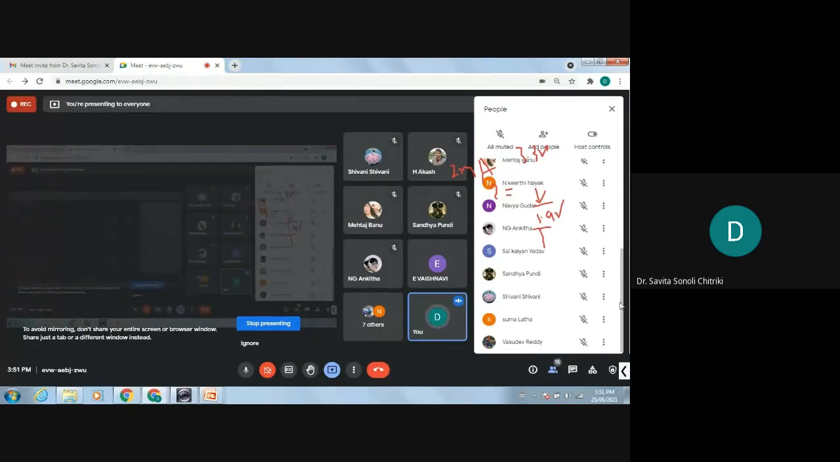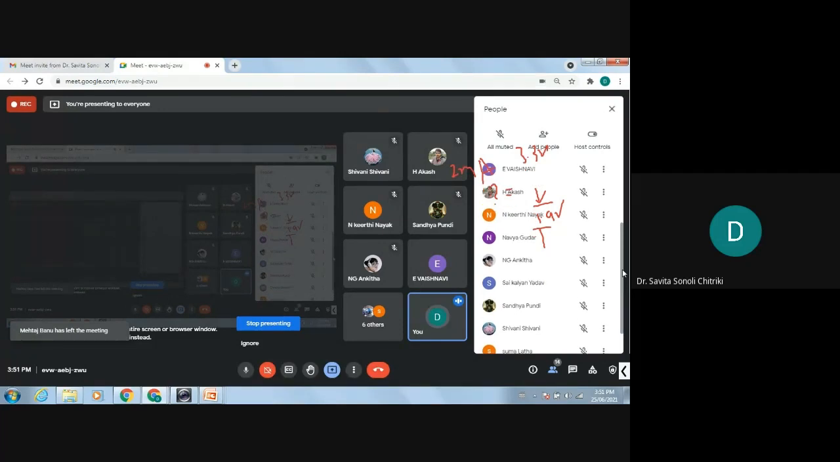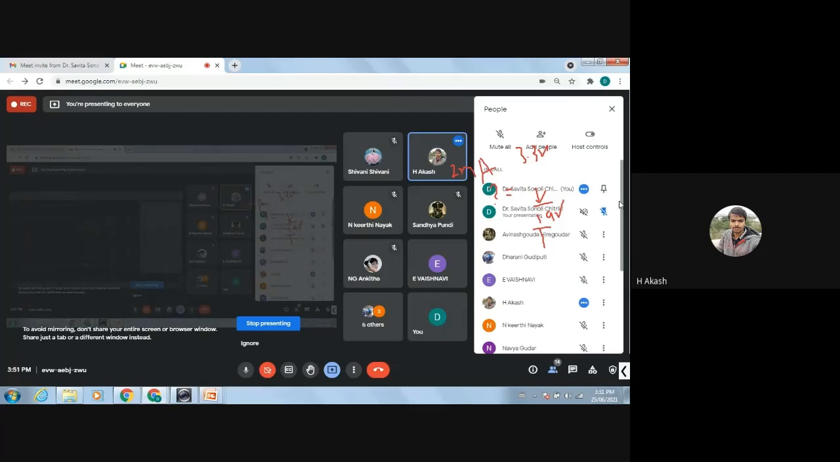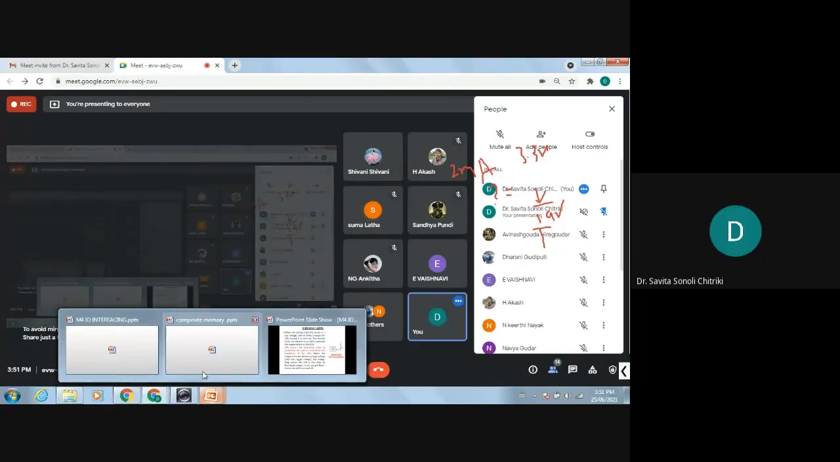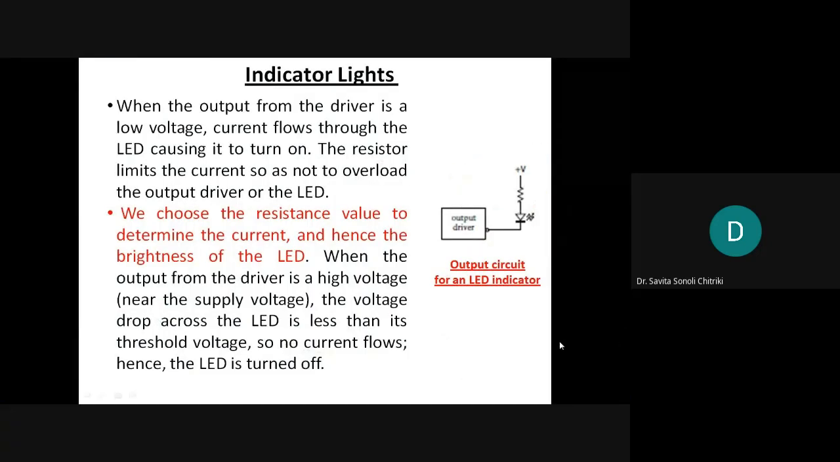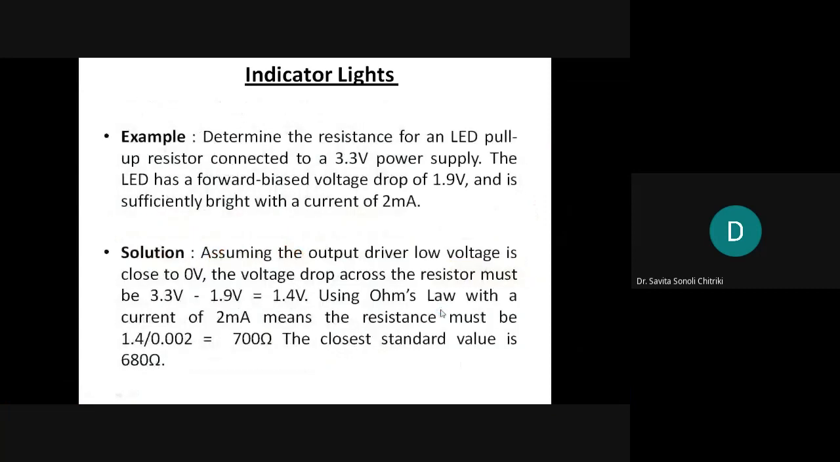Sumalata, Vasudev Reddy, Shivani, Sandhya, Sai Kalyan, Ankita, Navya. 700 ohms, ma'am. 700 ohms, huh? Yes, ma'am. Others, any other value? Same, ma'am, 700 ohm. Okay, simple it is. So you can see here, assuming the output driver low voltage, so 700 ohms. Most of you have calculated this right.